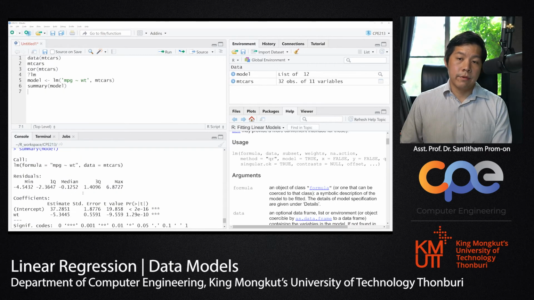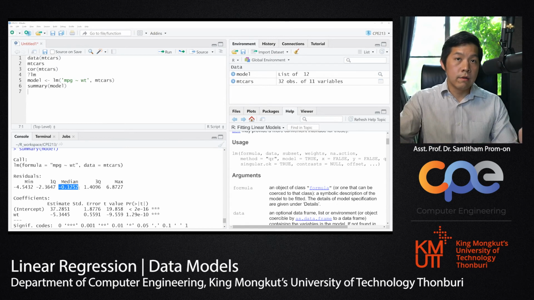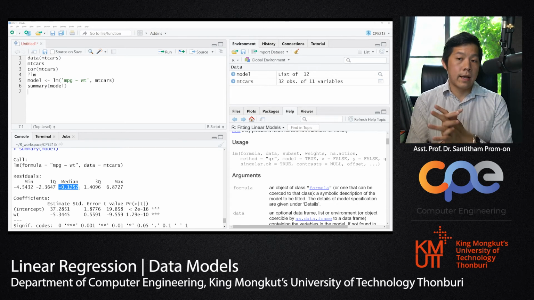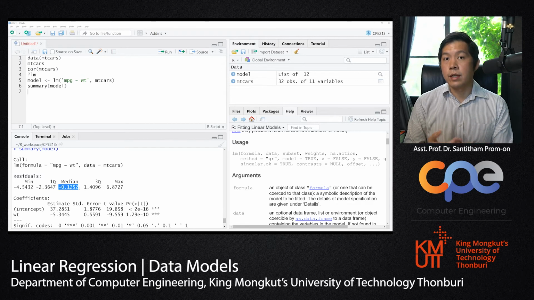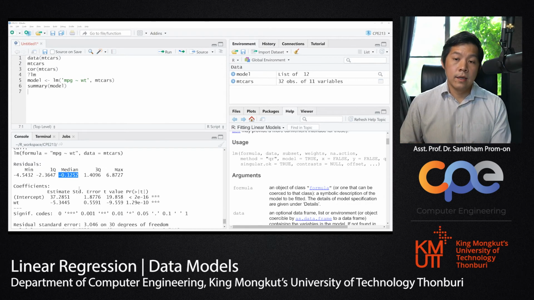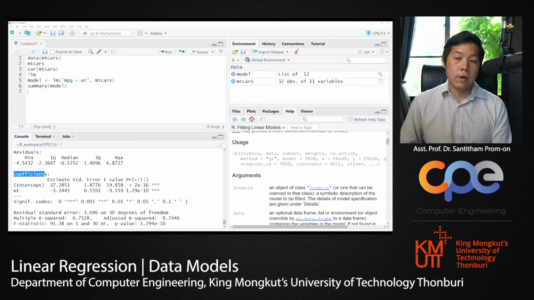And here is the summary of the model. It will tell you the residual distribution, so you can assess whether the model fits the data well. If the mean or the median's value is about 0, then it means that it's okay. It passes through the middle of the line. If not, then there's certain deviation, and there might be some outliers in the data. And it also tells you the coefficients, the estimation of the coefficients, the intercept and the weight, the slope, of the line.